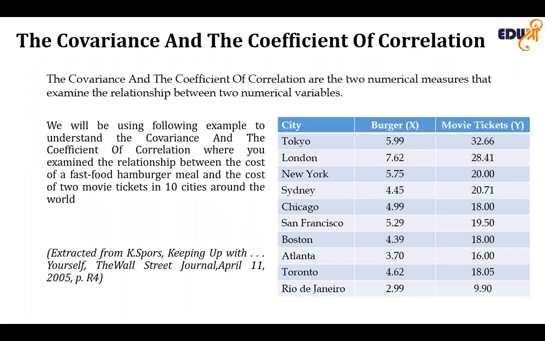So we will be using this data to understand the covariance and the coefficient of correlation. We have got different cities, and then we have the cost of the burger and the movie tickets. And let's see how we can identify the relationship between the two variables.